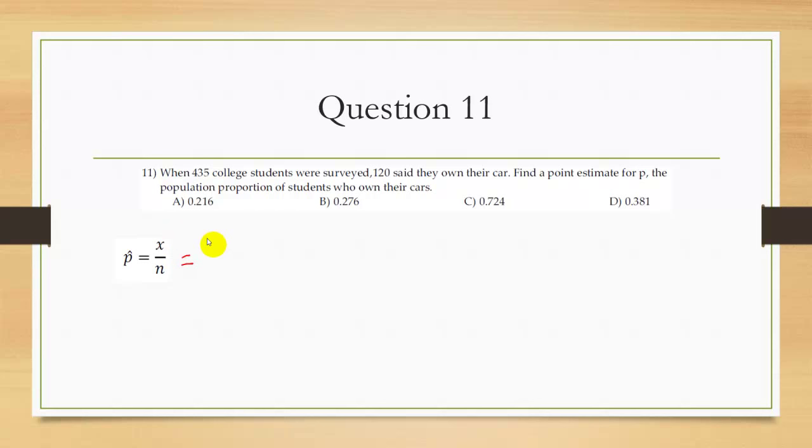We're kind of almost complicating it by putting a formula here. So just do 120 divided by 435, and this gives me 0.27586. If you round that, that's 0.276. Let me write these numbers here. So we have 120 divided by 435, which gives me approximately 0.276, which is answer B.